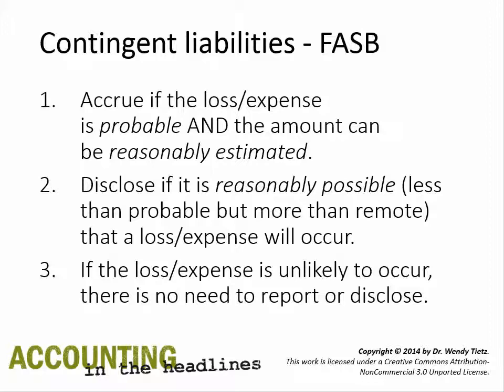Now let's review the accounting treatment for contingent liabilities under U.S. GAAP FASB guidelines. FASB provides guidelines for accounting for contingent liabilities, including 1. Accrue if the loss/expense is probable and the amount can be reasonably estimated. 2. Disclose if it is reasonably possible, which is less than probable but more than remote, that a loss/expense will occur. And 3. If the loss expense is unlikely to occur, there is no need to report or disclose.